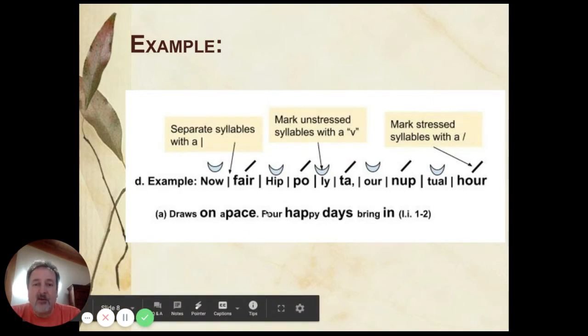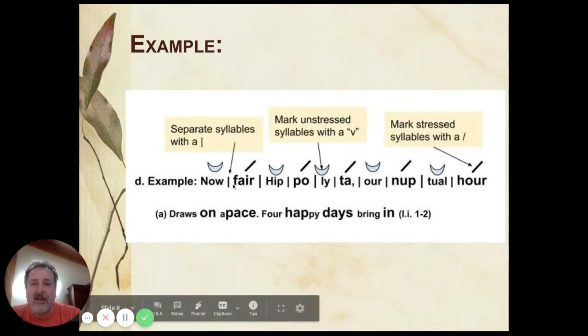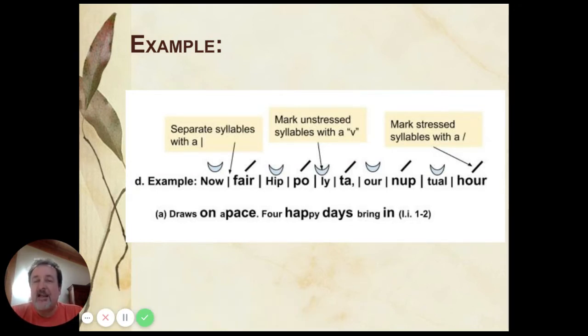Here is the opening line or lines from the play. "Now, fair Hippolyta, our nuptial hour draws on apace, for happy days bring in another moon." Now, they wouldn't emphasize it quite as much as I did there. It's actually a pretty natural rhythm. When we speak, a lot of times we speak in an iambic pattern, all right? Da-dun, da-dun, da-dun, like a heartbeat.